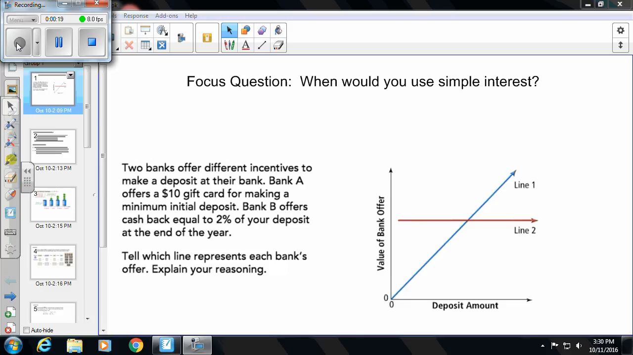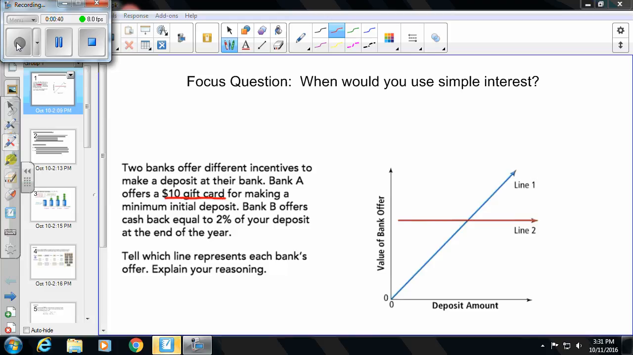Bank A offers a $10 gift card for making a minimum initial deposit. And Bank B offers cash back equal to 2% of your deposit at the end of the year. Tell which line represents each bank's offer and explain why. So let's look at Bank A. Bank A is going to give you a $10 gift card no matter how much money you deposit.